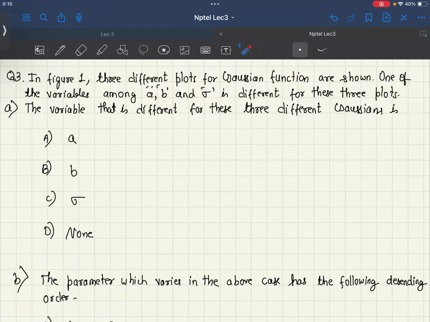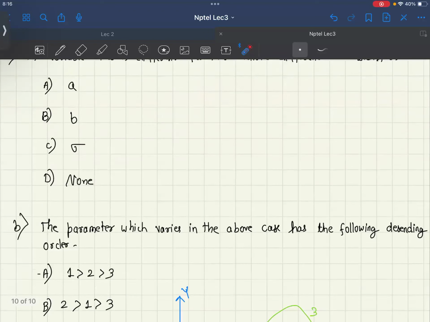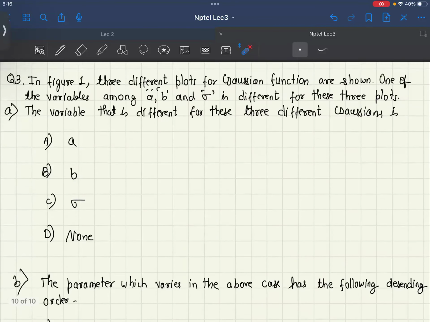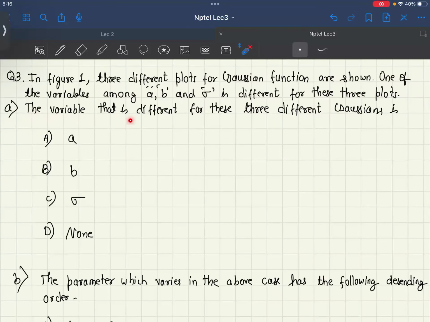Right. Now, if you are aware of the Gaussian function, then you know what this a is and what this b is. And sigma, in statistical terms, is very clear. This is the standard deviation. Right. Now, if you don't know what this Gaussian function is, don't worry, I will tell you its functional form. Okay, so one of the variables among a, b, and sigma is different for these three plots. Okay, so one of the parameters is different.